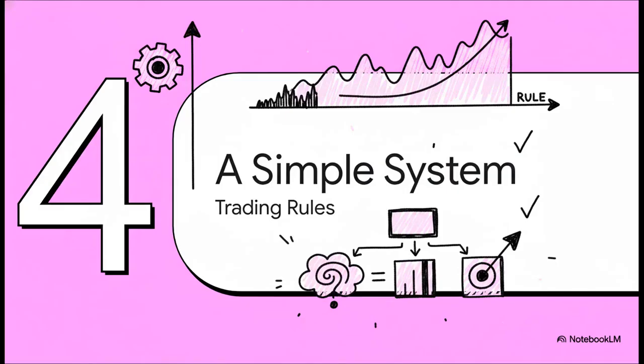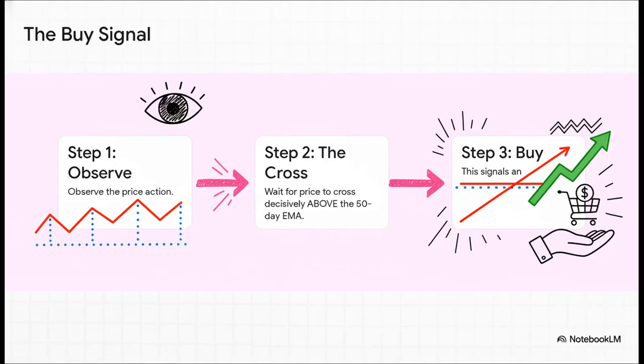system. All right, this is where it gets fun. How do we actually turn this indicator into a trading system we can use? Let's get practical and lay out some clear rules using the 50-day EMA, which is a total classic for spotting trends on daily charts. Okay, so let's walk through the rules for a buy signal, what traders call going long.